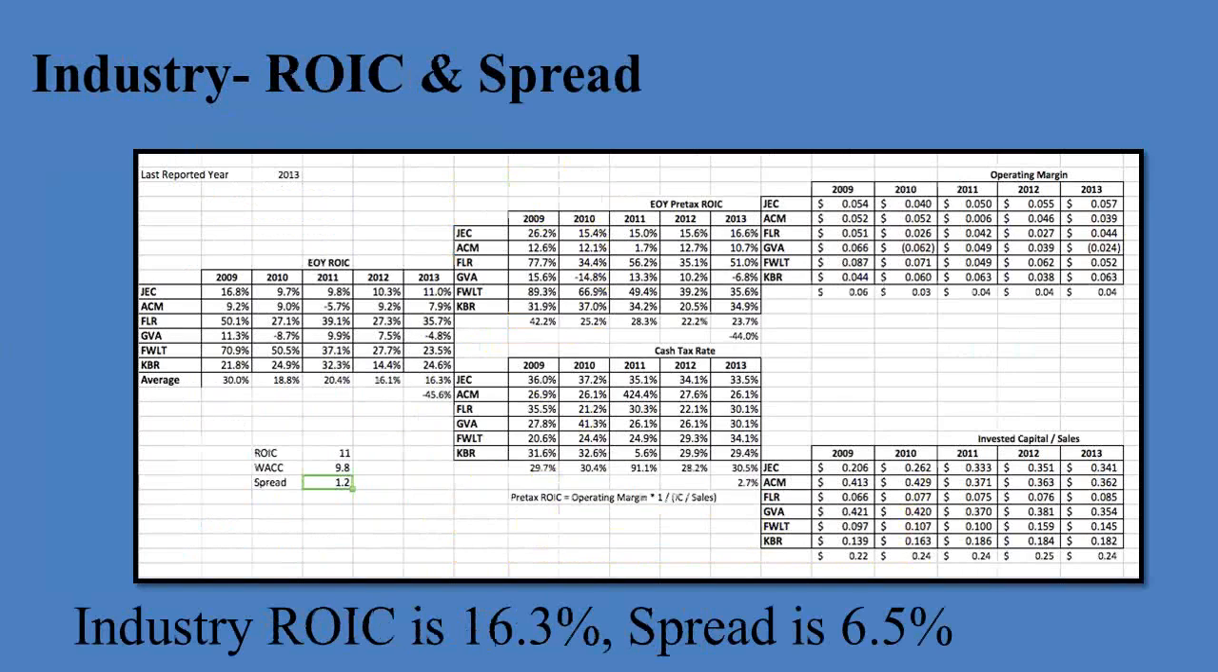So over the last 5 years, the industry average EOY ROIC has gone down by negative 45.6%, and you can see this on the ROIC and spread tree. This decline has come because of higher than average EOY ROICs of Fluor and FWLT, which then declined substantially by 2013. So for FLR 2009, the ROIC was 50.1%, and it went down to 35.7%, whereas for FWLT, ROIC was 70.9%, but was in 2013 23.5%.